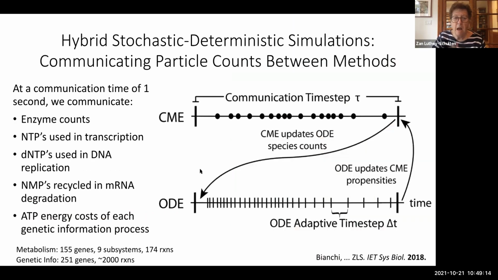Now, when we start connecting that with another method, like ordinary differential equations, where we really don't care, we just assume it can be happening anywhere within the cell, and we're not interested in the fluctuations and the variations in the numbers that we see. We wrote a paper in 2018 how you could select the communication times, that you look at those processes that you're treating stochastically for a certain time period, you stop, and then you exchange information to the ordinary differential equations, integrate here.